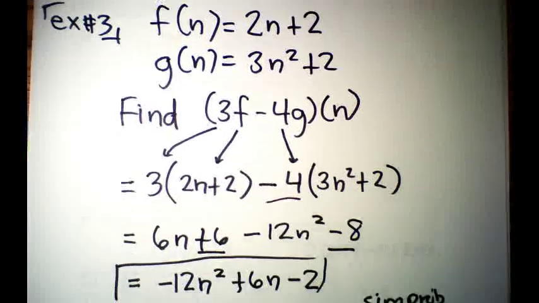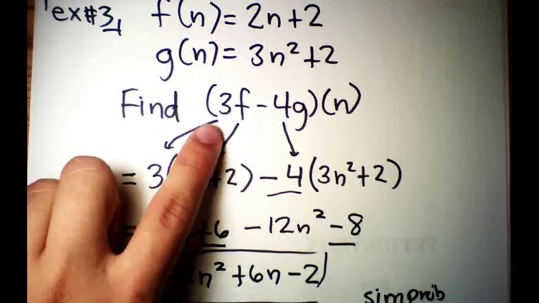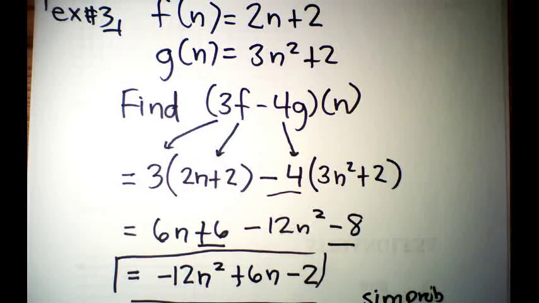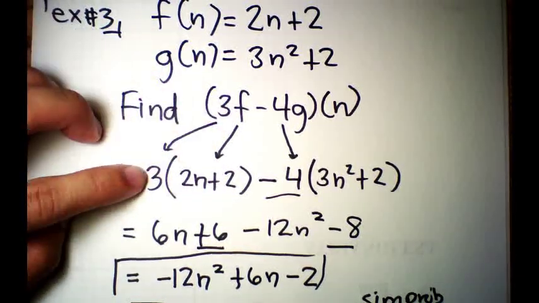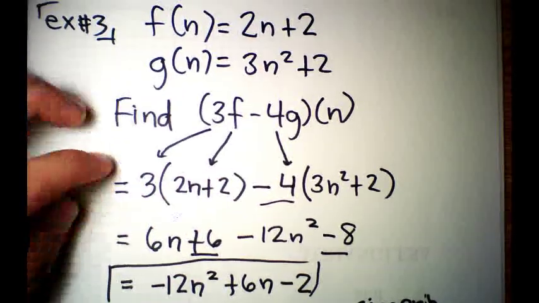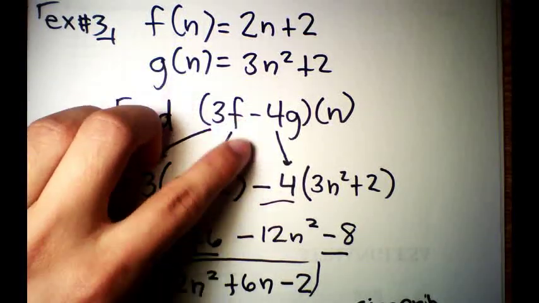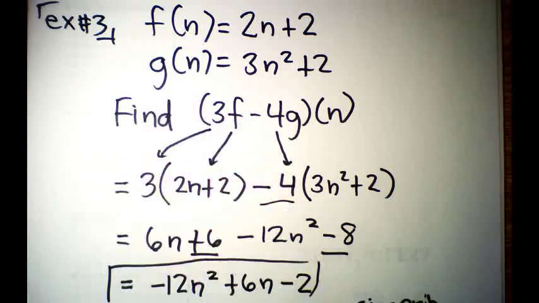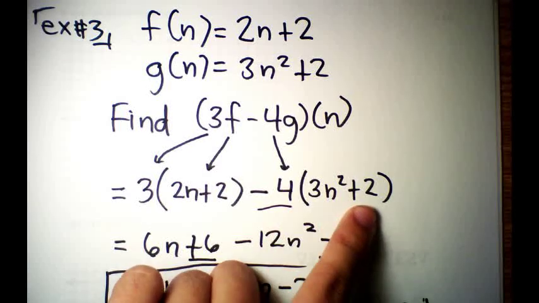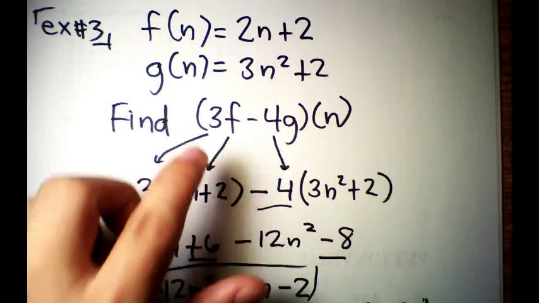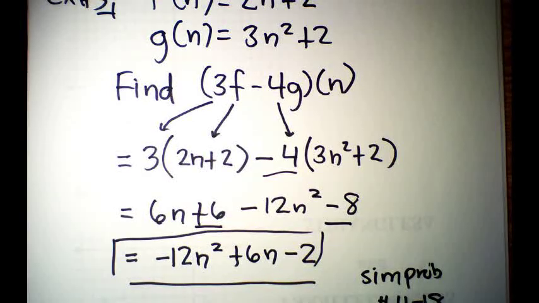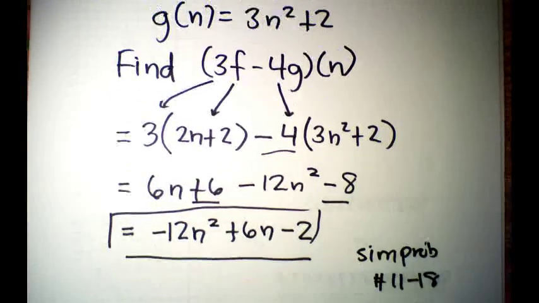Okay, so let me just repeat that one more time. If you have a combination of numbers that you have to multiply, just do it as is. It's telling you 3 times f, 3 times the equation of f, and there's a minus sign, so minus, sometimes it could even be a plus, so just be very careful with that. Minus 4 times the equation of g, and the equation of g is given on top, it will be 3n squared plus 2. You're going to distribute and also combine like terms. So this is example number 3.